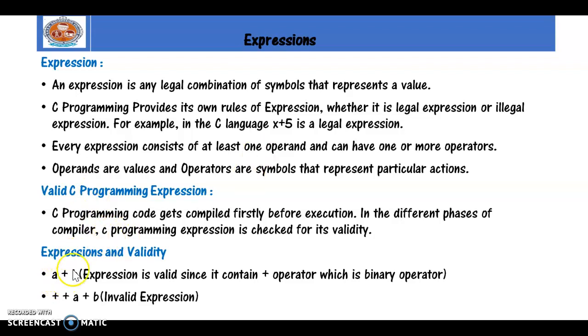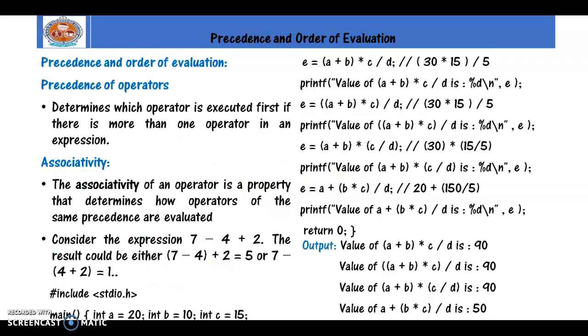See here, plus is a binary operator. Arithmetic operators, we have seen unary and binary operators. Plus is a binary operator, so this is a valid C expression. But if you observe this, it is an invalid C expression. Let us discuss this in detail in our coming classes.